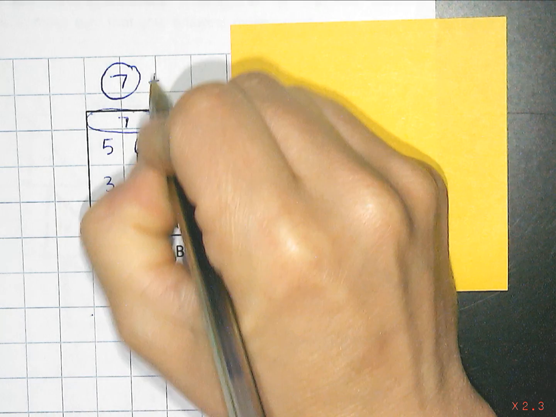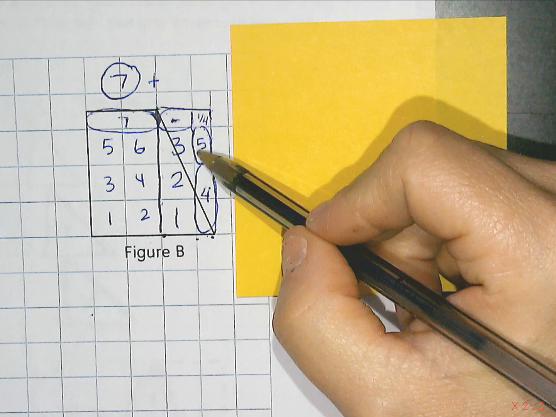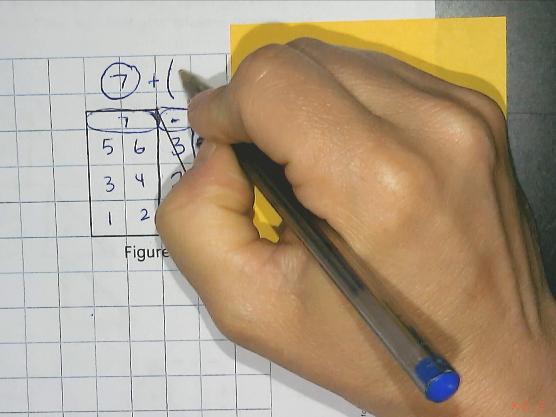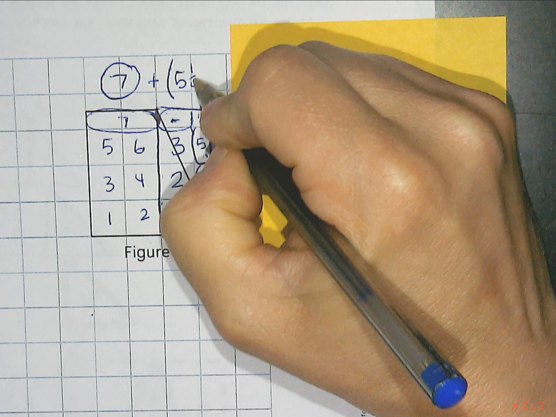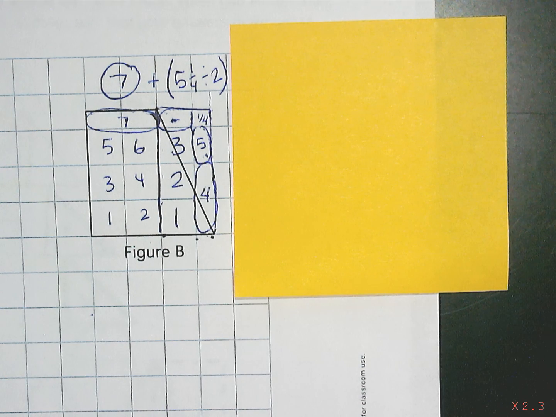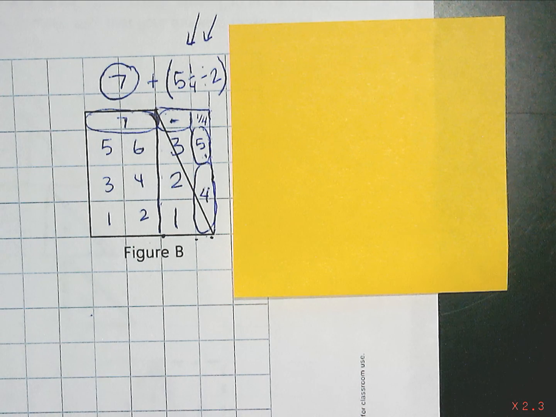And I'm going to be adding it to half of 5.25. So that means I need to add it to 5.25 divided into 2 pieces. So if you were struggling with B, I bet you it has to do with cutting this guy in half.